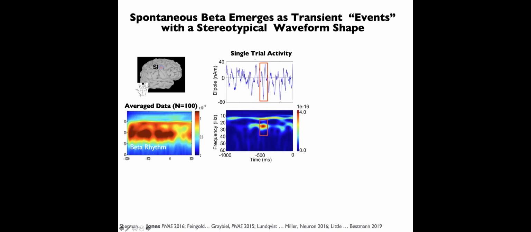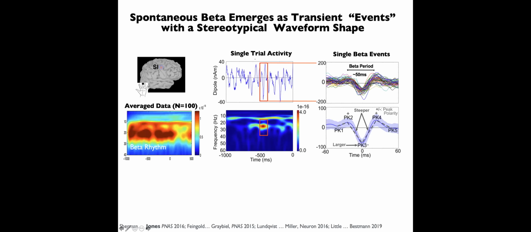So here I'm showing you a single example of 1 second of pre-stimulus data. Here's the raw time series, and here's the frequency spectrum analysis. And what we found was that these beta rhythms actually occur very transiently. We've taken a closer look at the waveform shape of this beta rhythm.